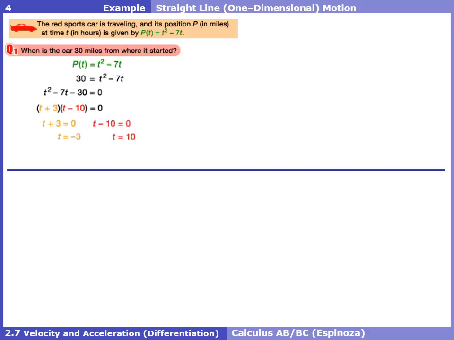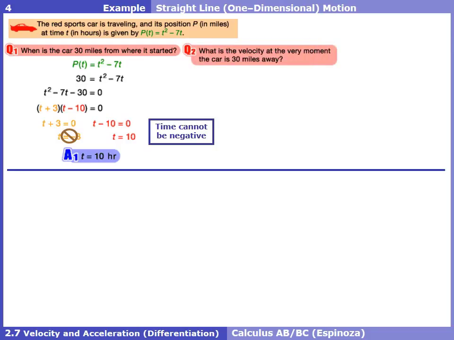You'll notice we get 2 times. t is equal to -3 and t is equal to 10. One of those answers is an extraneous, nonsense kind of answer. We know time cannot be negative. So how long does it take the car to get 30 miles from where it started? Well, it takes 10 hours.